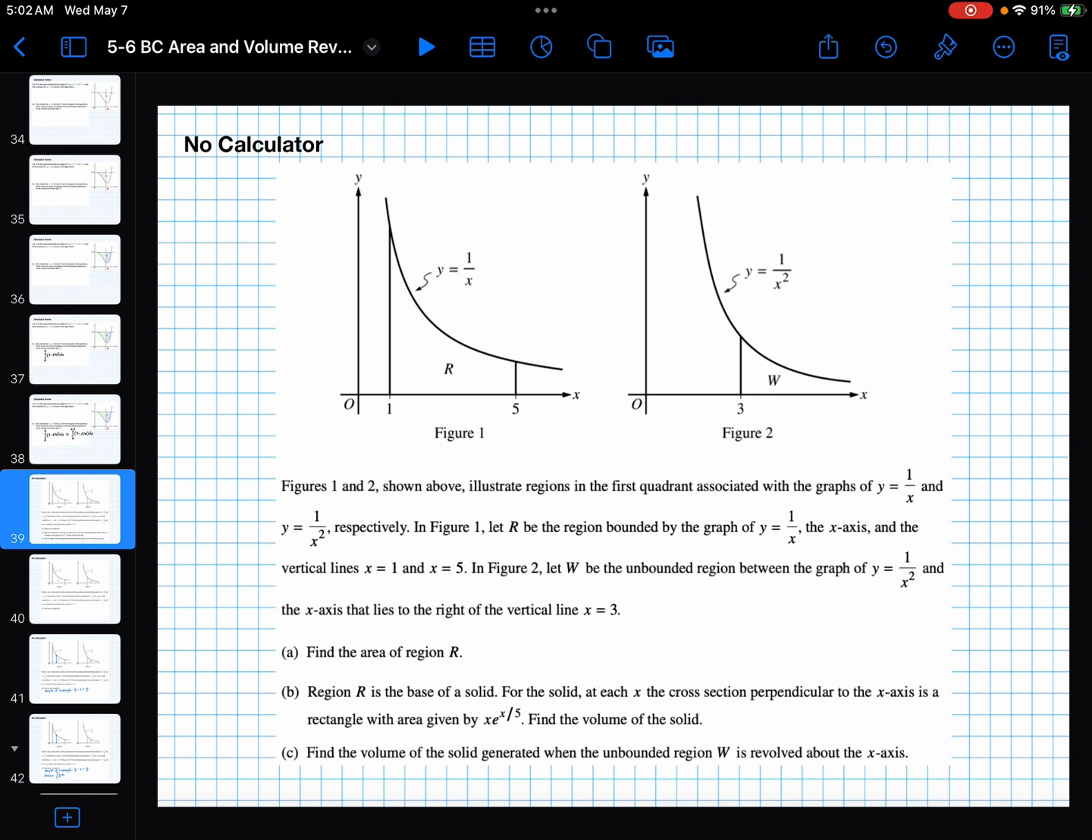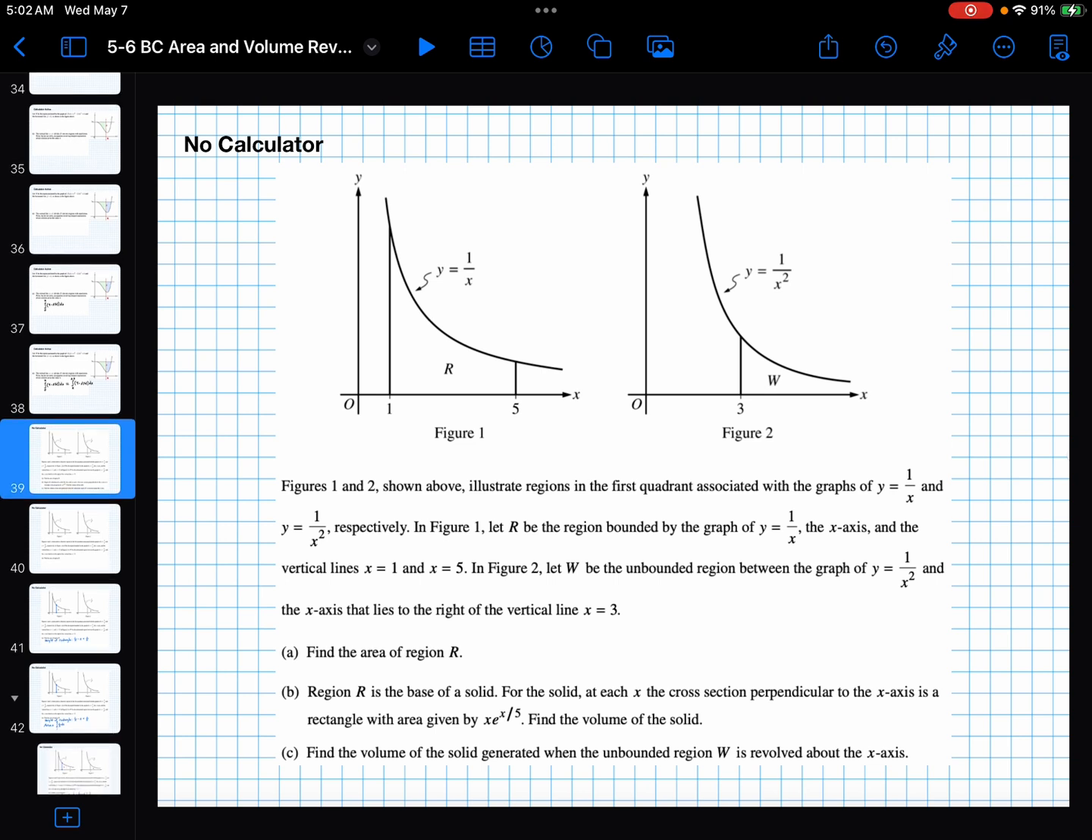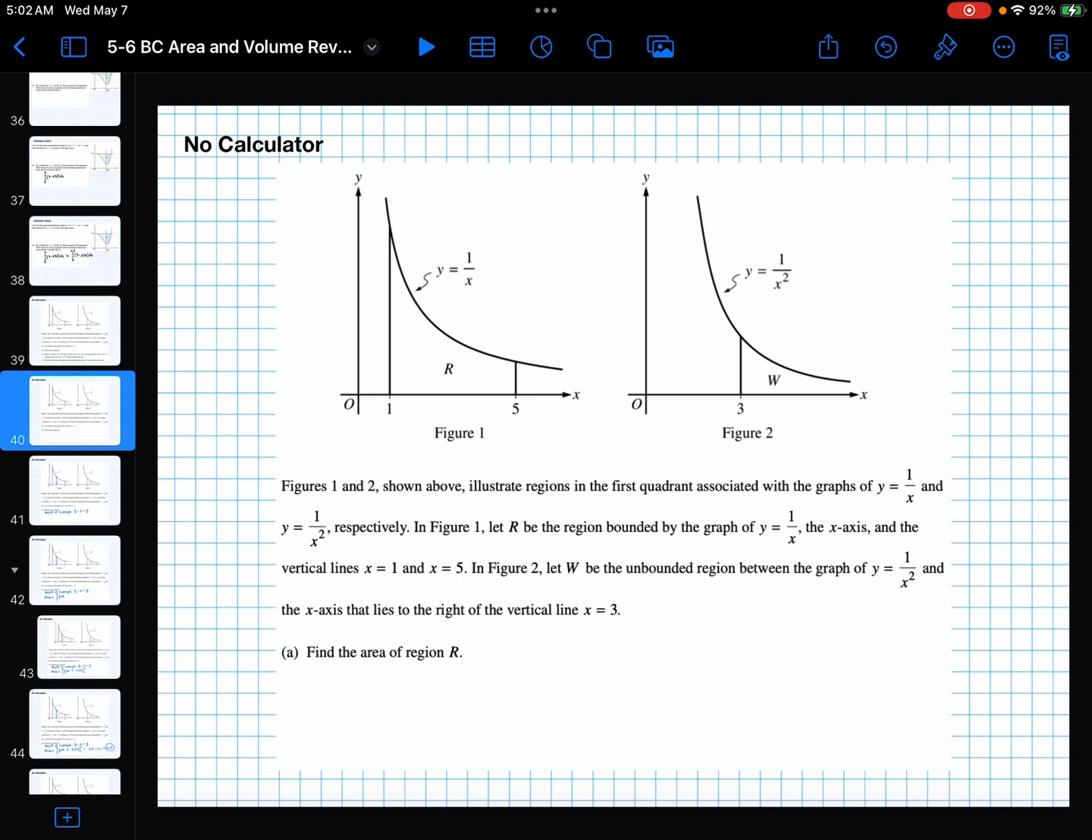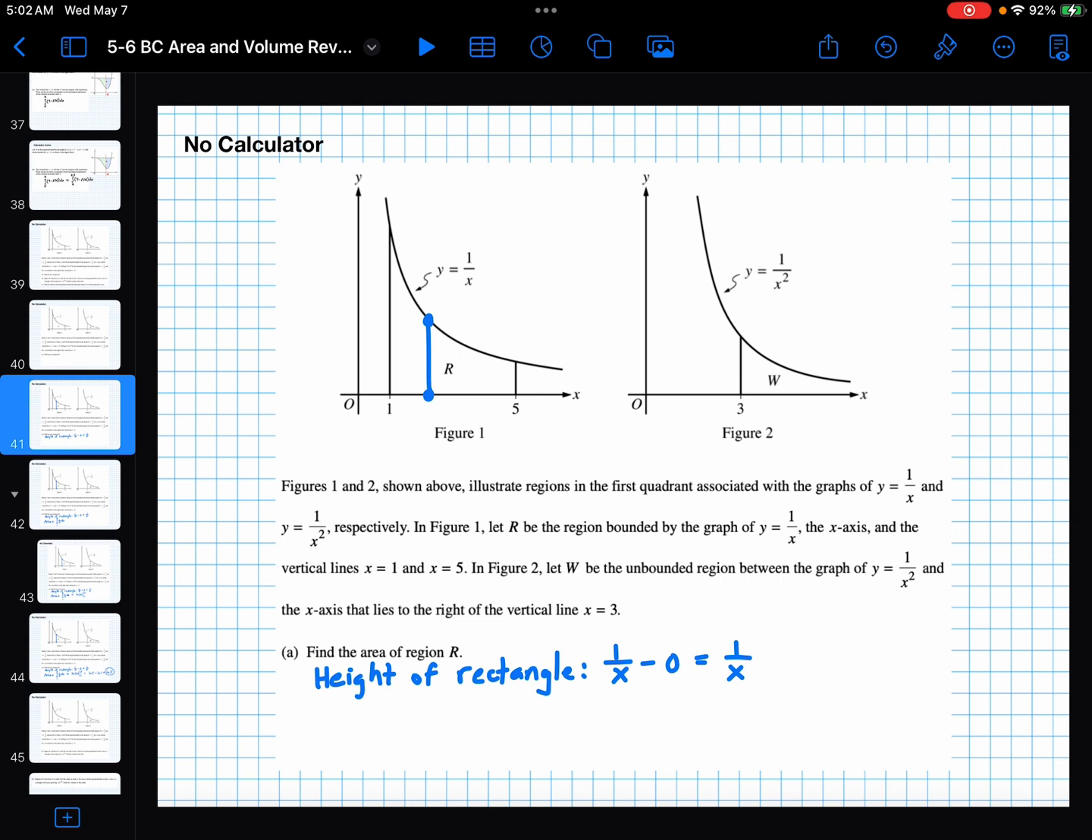Your starting and ending points for region R on the x-axis are 1 and 5. Region W starts at 3. All right, so find the area of region R, part A. That's fairly straightforward. We're going to, again, draw a little slice to get the height of our approximating rectangle. That's the upper y value from y equals 1 over x minus the lower y value of 0. And then we just write our integral with that.